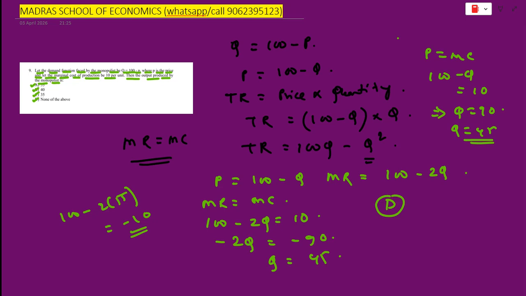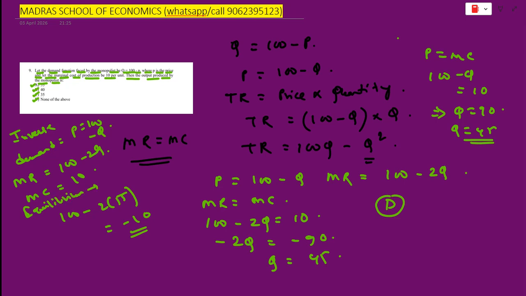So inverse demand is P equals 100 minus Q. Marginal revenue MR equals 100 minus 2Q. Marginal cost MC equals 10. And for the equilibrium, 100 minus 2Q equals 10, and Q equals 45. So this was the whole solution for this question.